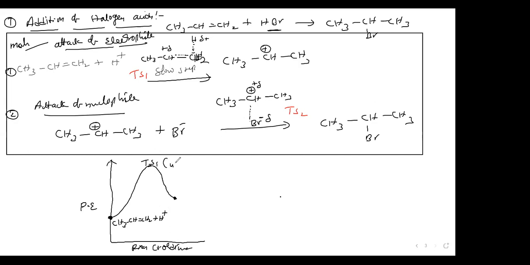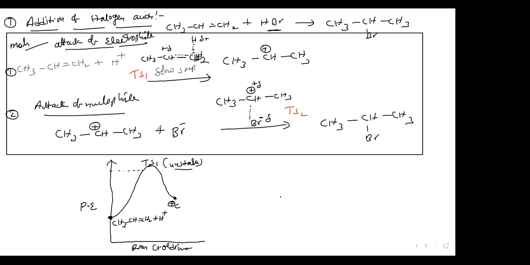This one will be unstable. Why is it unstable? Because it consists of a higher energy. Any species with high energy is less stable. We cannot isolate this transition state. Please note that point: a transition state cannot be isolated. It exists for a fraction of a second, and immediately it will give you the carbocation. This is a carbocation. So that is the first step.